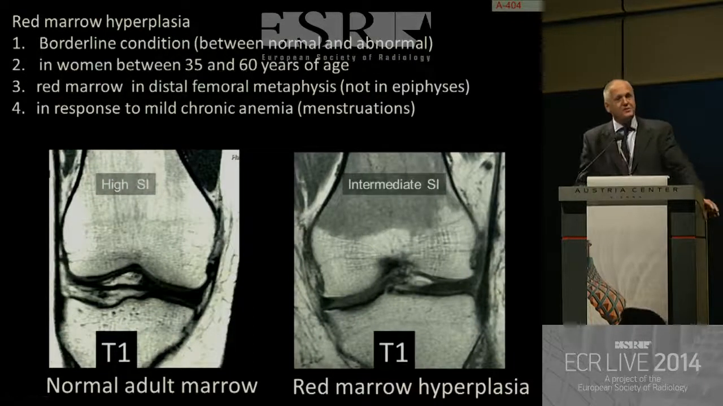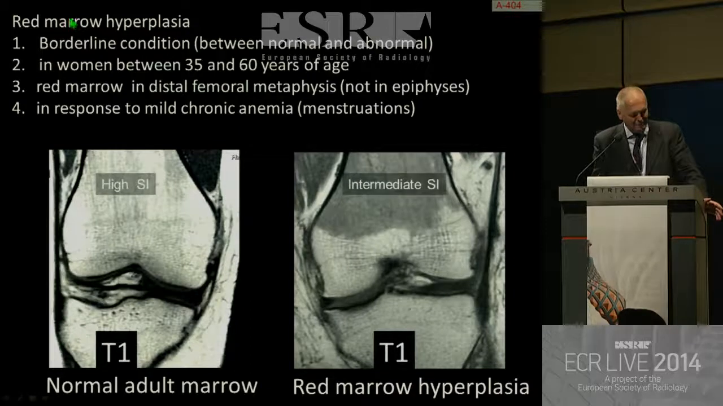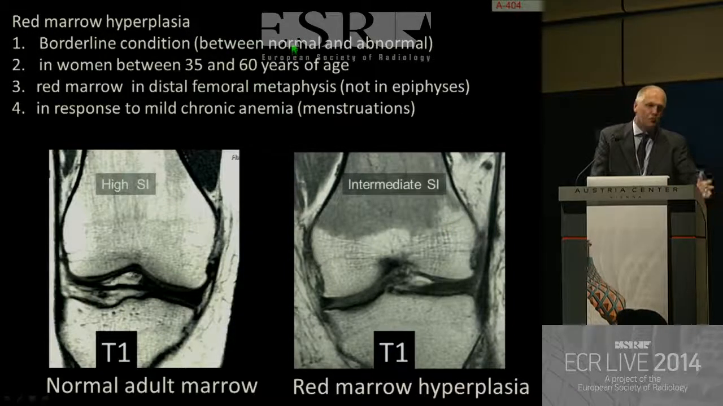Now, there is an important variation that I have to mention because this is a metabolic session. We call that red marrow hyperplasia. Actually, this is a normal coronal T1 weighted image in an adult woman. And this is another woman of the same age. This is what we would expect to see, high signal intensity, because it's predominantly fatty marrow with a little bit of polycellular red marrow.